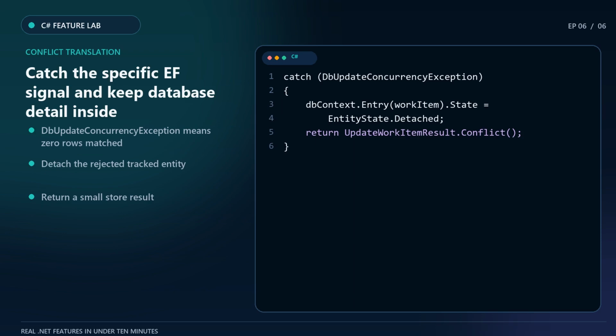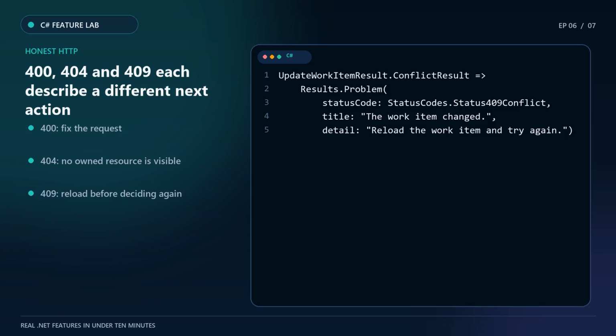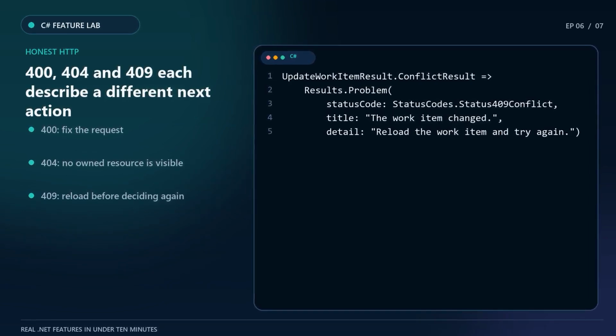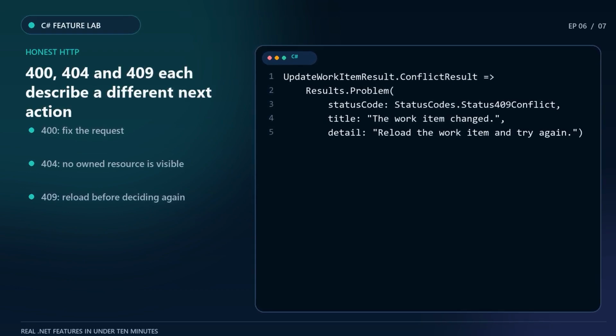This endpoint uses one scoped context, but making the store result explicit keeps persistence mechanics out of the HTTP layer and makes the intended conflict policy easy to review. The endpoint preserves 3 different outcomes. 400 means the title or version is invalid and the caller must fix the request. 404 means no work item owned by this identity is visible. The same response protects both missing and somebody else's identifiers.